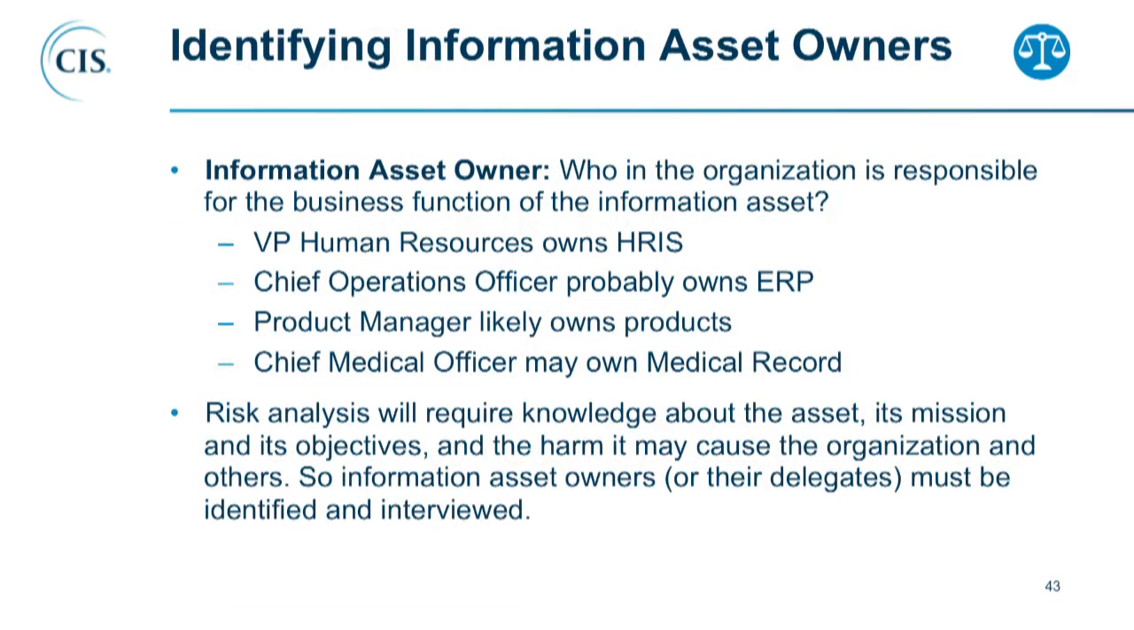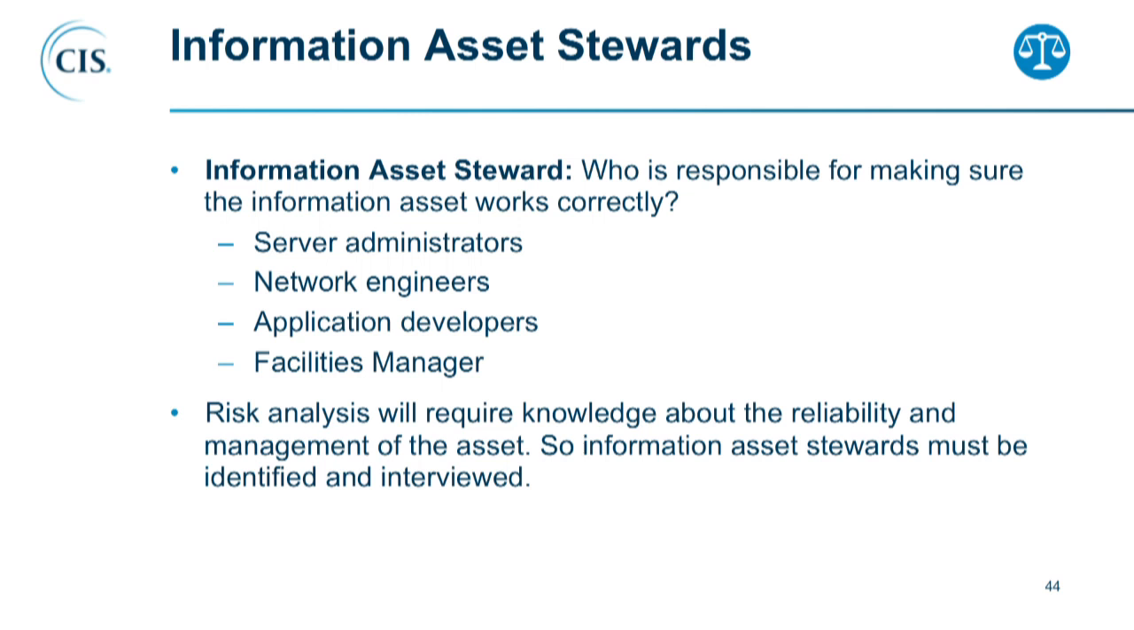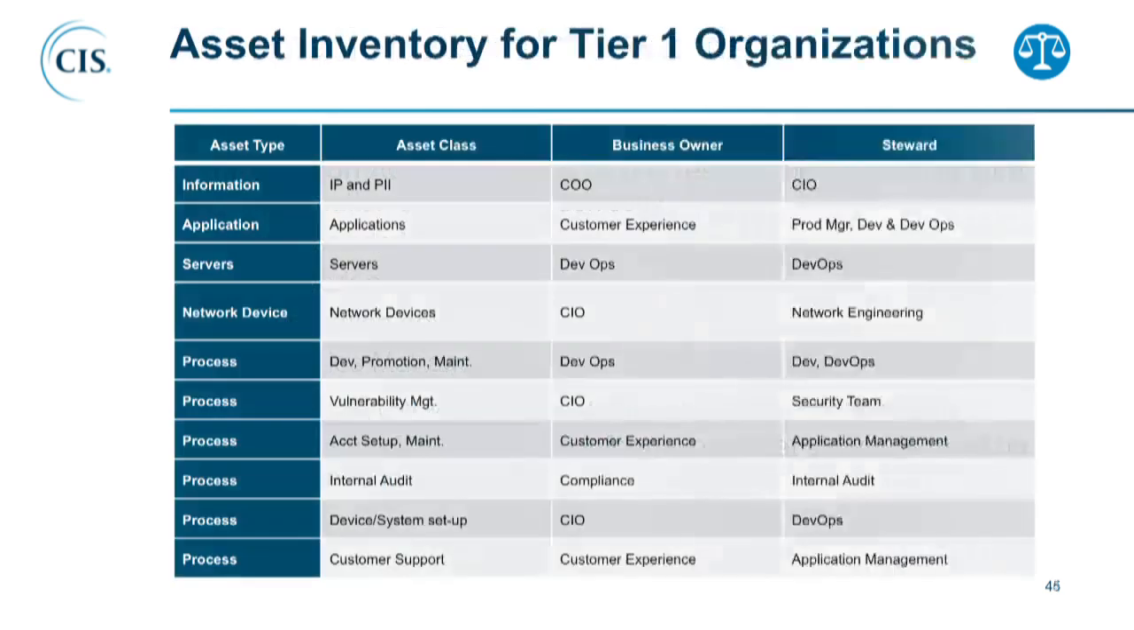So let's move ahead. We talk about asset owners and stewards. We can click ahead real quick. These things are covered in the CIS RAM and are fairly well understood. You can click again. Now, we're going to pause here for a moment. Here's a question that comes up a lot.